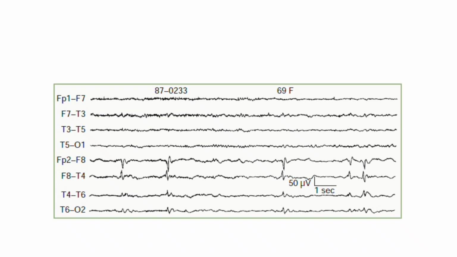Because these 2 deflections move in opposite directions and meet at the shared electrode, F8, it tells us that F8, the right anterior temporal electrode, is the point of maximum electronegativity. This confirms a highly localized, independent right anterior temporal spike focus. 3. Anatomical and clinical correlation.